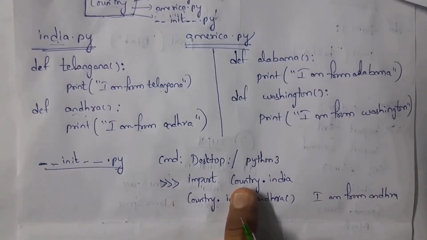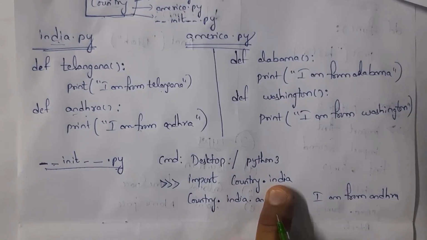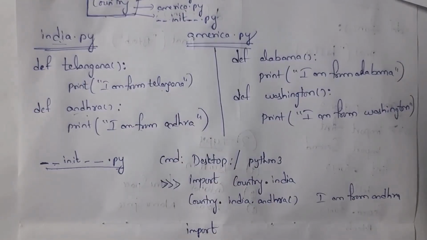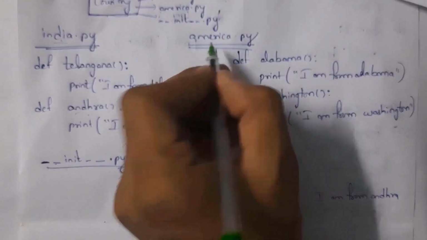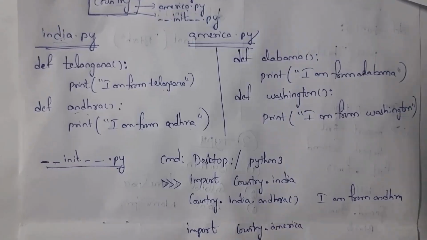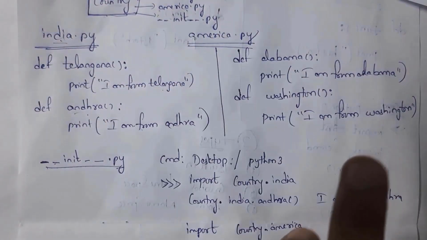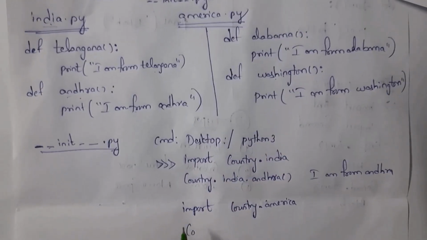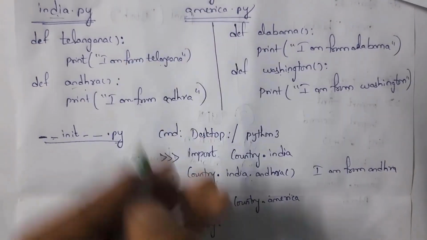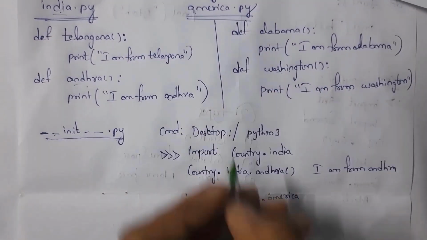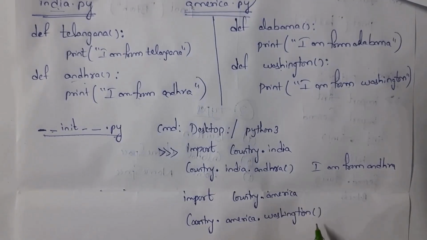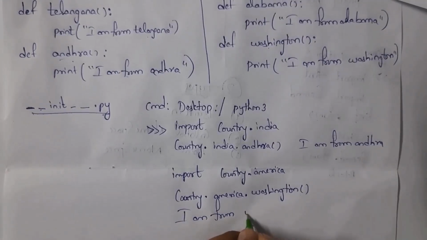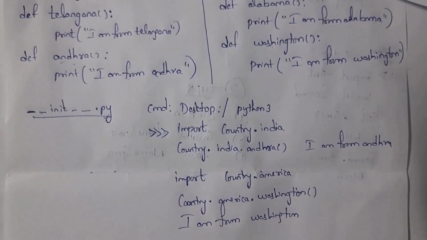At first I imported the package country and module India. For example, I want to print I am from Washington. So at first you need to import the package, that is country, and the module name, that is america.py. Don't write py, just write America. So it will import the package as well as the module. Now I want to print the statement I am from Washington. So just write here package name country dot module name America dot function name Washington. Include brackets at the end, and whenever you write this line of code and press enter, you will get the output I am from Washington. Whenever you get a package question in the exam, you can write this example.